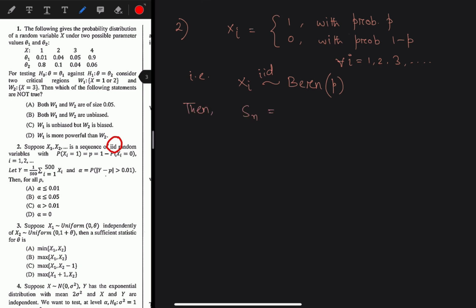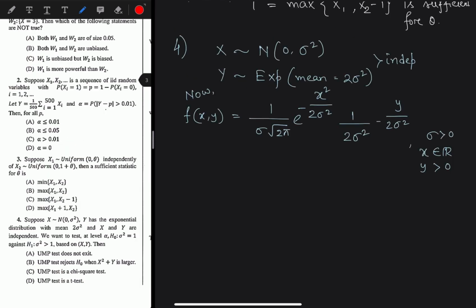Let's define Sn equal to summation over xi, i running from 1 to n. As we know, it will follow binomial n comma p. Okay, now we have to test H0 such that sigma square equal to 1 against H1 such that sigma square equal to sigma naught square, which is greater than 1.